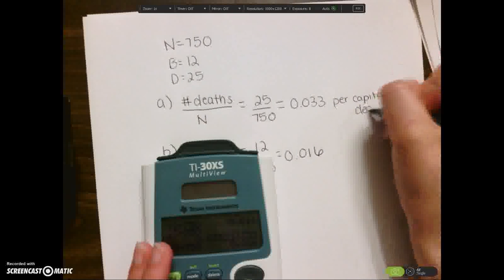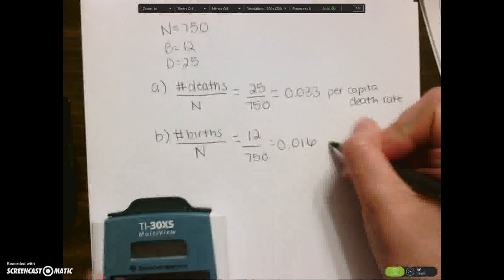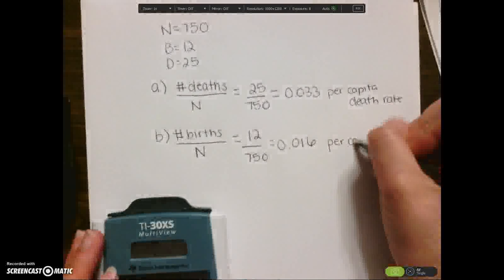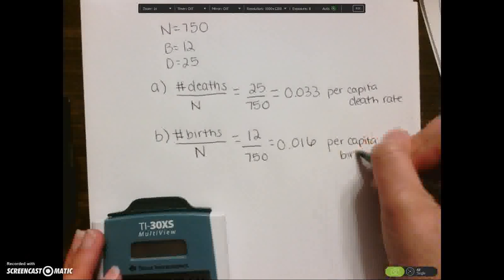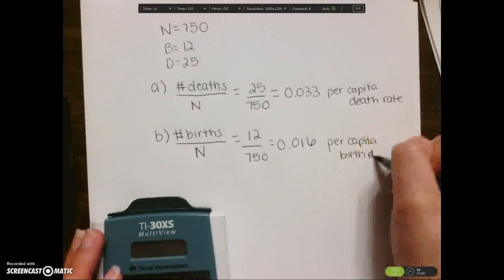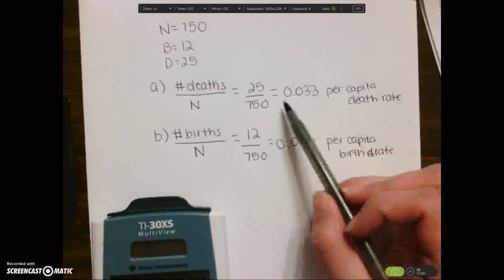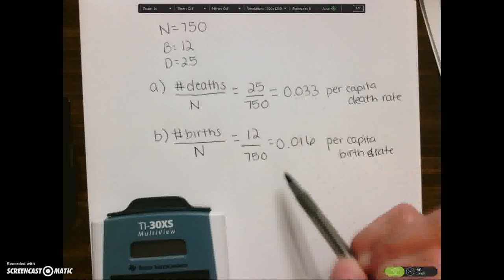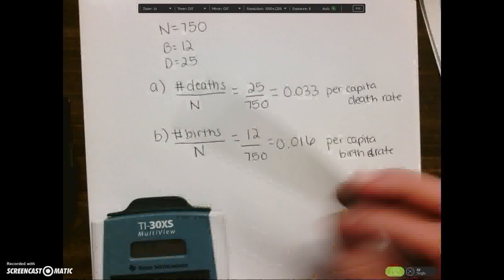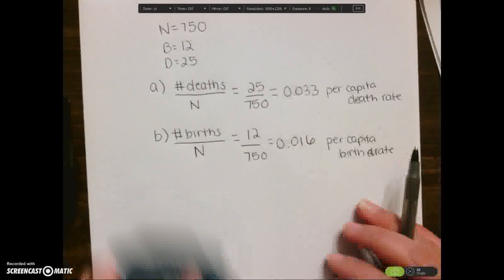Okay, so this was our per capita death rate up here, and then per capita birth rate. Okay, so essentially that's telling us for every individual in the population, 0.033 individuals died, and then for every individual in the population, 0.016 individuals were born.